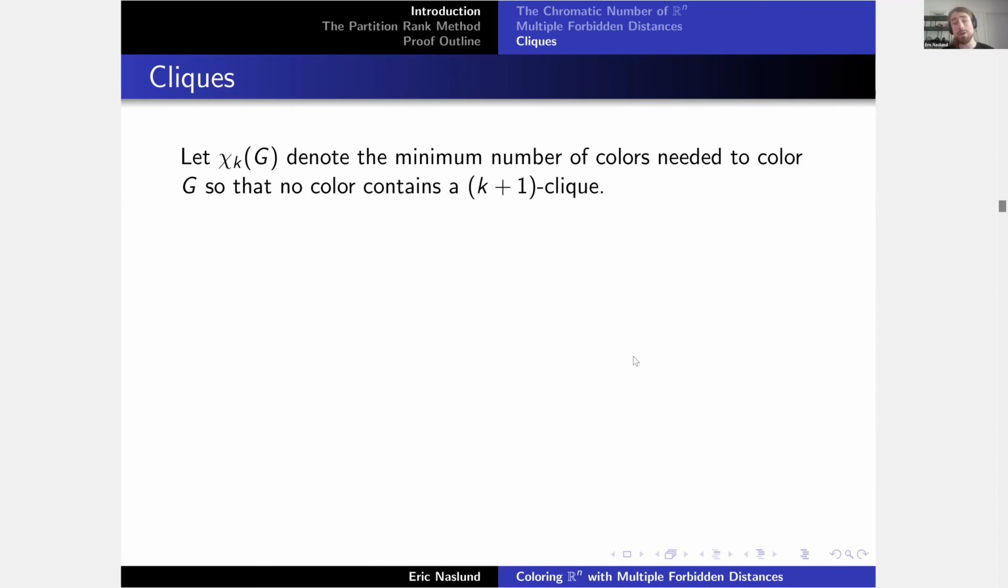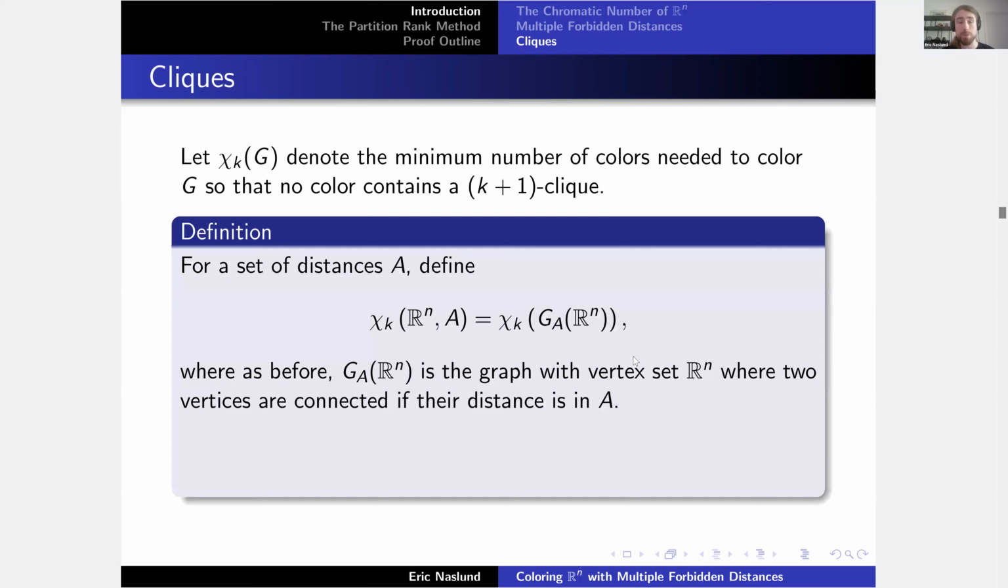So continuing on, the results will actually also apply to cliques. So you can ask about cliques in the graph. We'll let chi sub k of G denote the minimum number of colors needed to color a graph G so that no color contains a k+1 clique. This is very similar to the previous thing. Instead of wanting no color to contain an edge, we want no color to contain a clique, which is a slightly more restrictive thing.